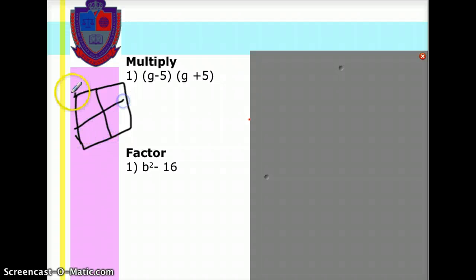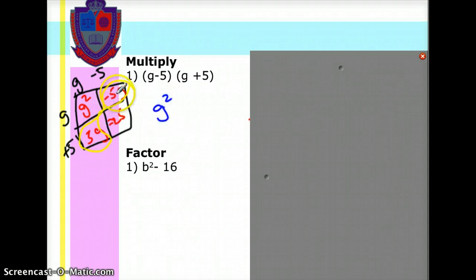You guys know I love the box method. And remember, it doesn't matter where you put the plus 5 or the minus 5. Same thing. g times g is g squared, minus 5g. Just fill in each box. This becomes a negative 25, okay? Combining my like terms, this is from Algebra 1, this actually becomes g squared. Minus 5g plus 5g cancels off, minus 25.